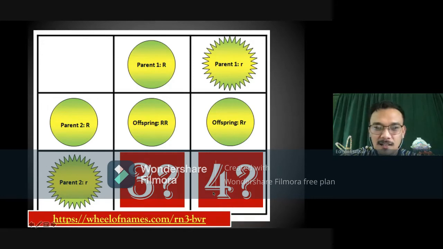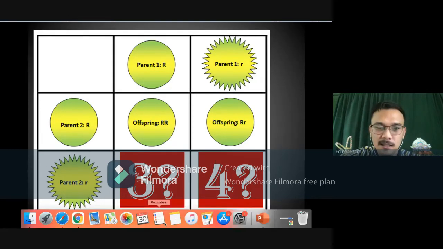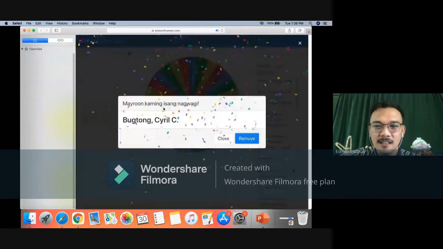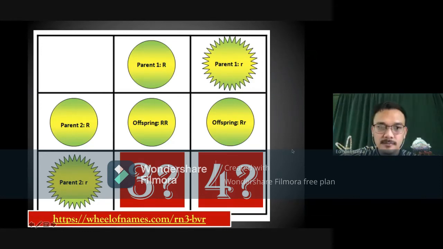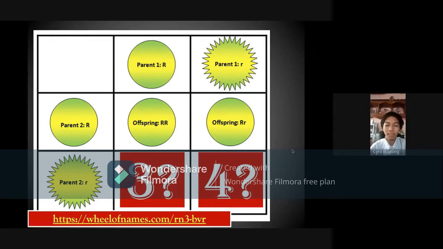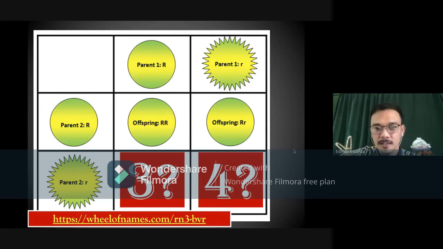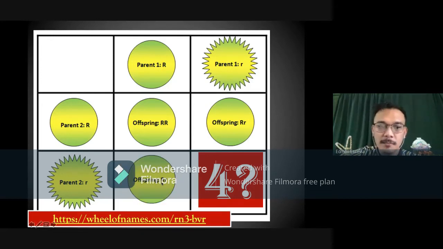Let's have the third item, and this is to be answered by Taylor. The cross will be big letter R and small letter r. And then the phenotype? Round, sir. Okay, very good. That's actually correct. The genotype is capital R, small r, and the resulting phenotype is also round. Okay, thank you. You may turn off your microphone now.